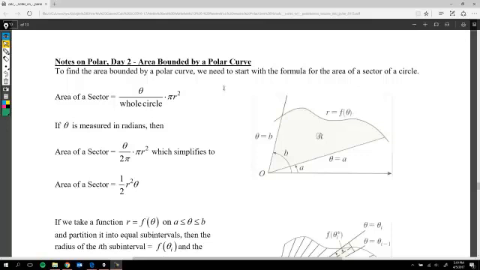So it's whatever our angle is divided by the angle of the whole circle, which will be either 360 degrees or 2 pi radians. Generally we'll use 2 pi radians, times the area of a circle, which is pi r squared.